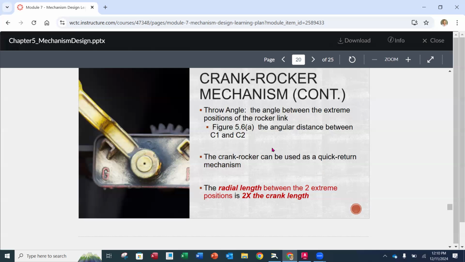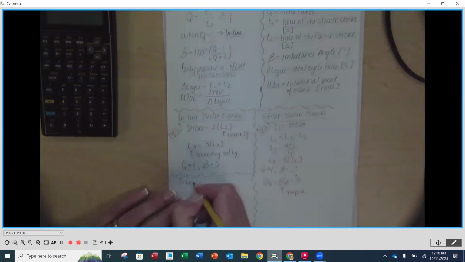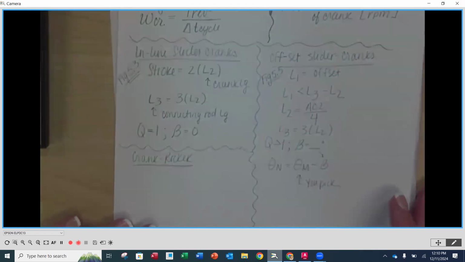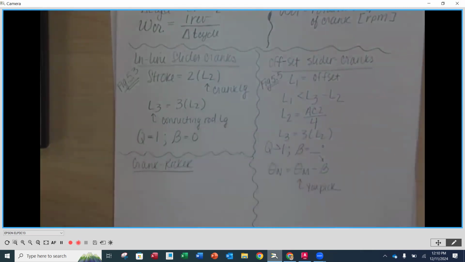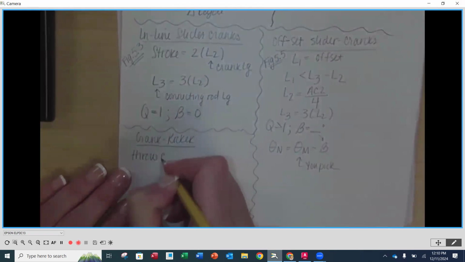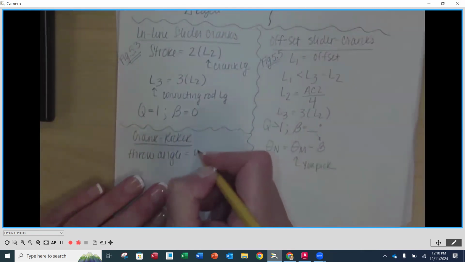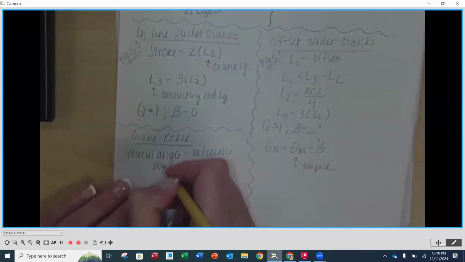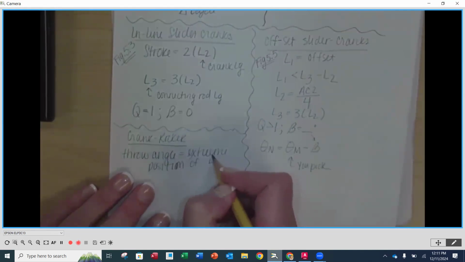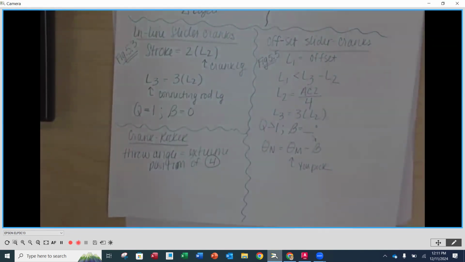This is the procedure. What I want to do is add to our equation sheet. I'm going to go underneath here. We want to add a section for crank rocker, and we're going to add some of these items like we did for the other two. So for a crank rocker, we know that the throw angle is going to be the extreme positions of link number 4. So it's going to be that oscillating link. What are the extreme positions, or the angle that it's going to go through for its output?